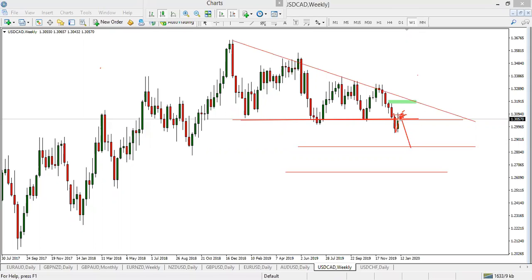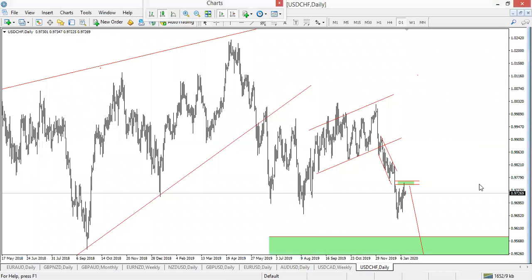Always put your stop losses. So I'm looking at two levels. First of all, this level. Second of all, this level at the top here. So either this or this, but over the coming weeks, you'll see which one plays out best. Always put your stop losses, guys. Very important. And the last pair is USD CHF.